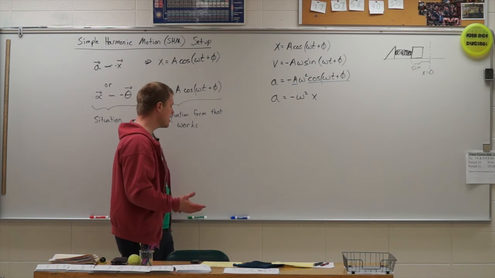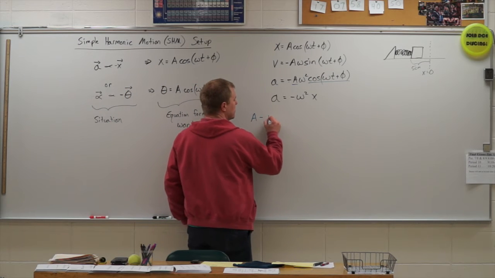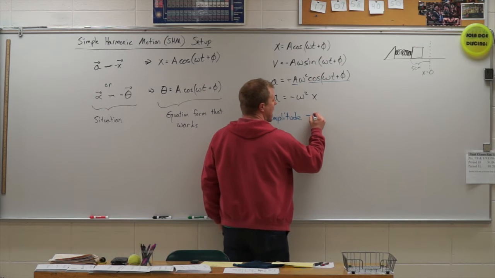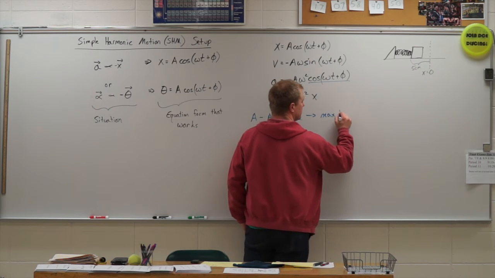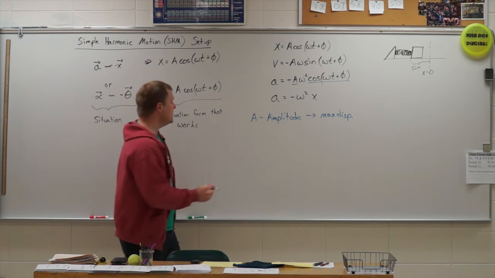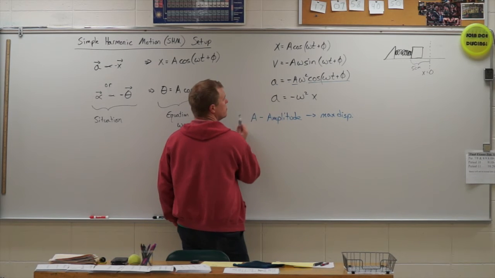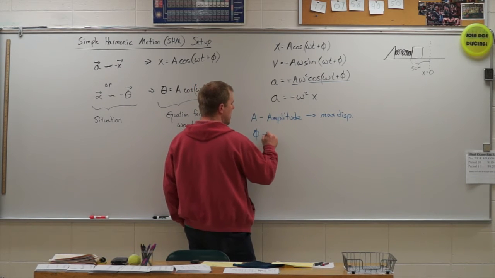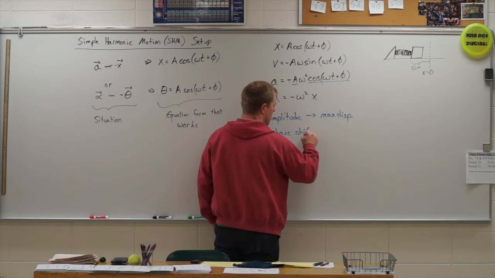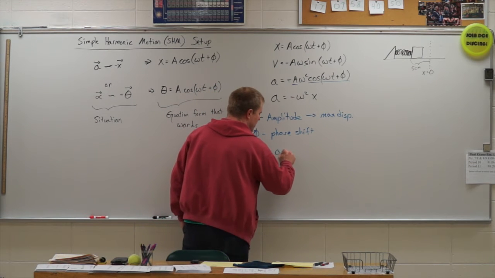Okay, so let's talk about what each one of these parts is. A is telling me about the amplitude. Amplitude is going to be our max displacement. Omega is our angular frequency. Actually, I'm going to do phi first. Phi is our phase shift. And omega is our angular frequency.